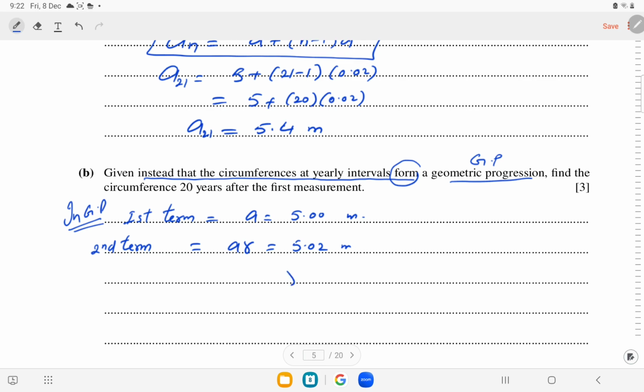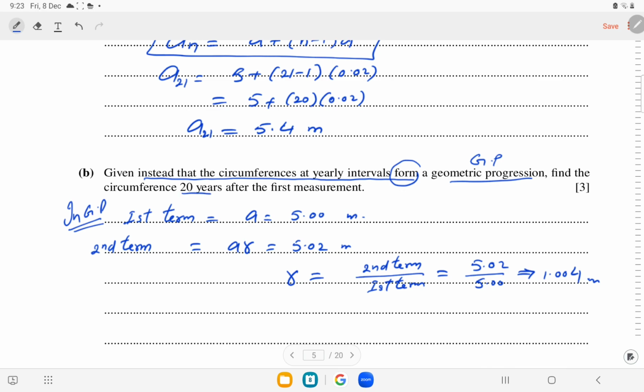Now the common ratio in the geometric progression, we know that is the ratio of the second term to the first term. So second term here is 5.02 divided by 5.00. It comes to 1.004 once you calculate it.